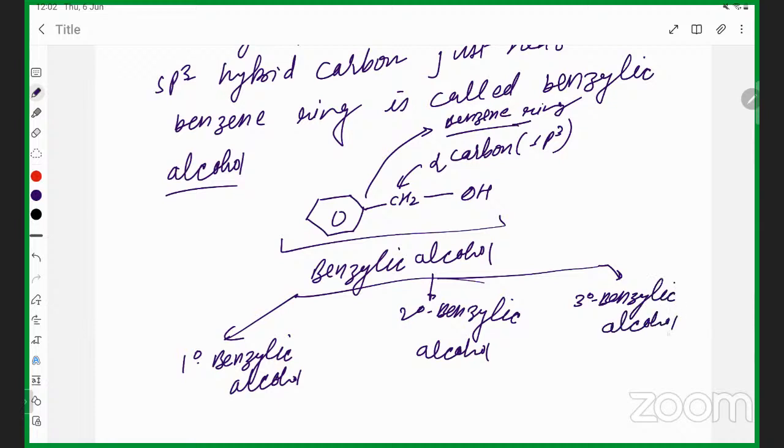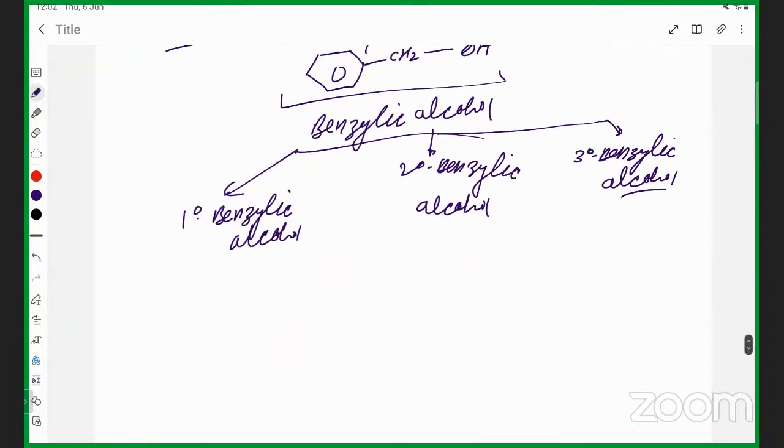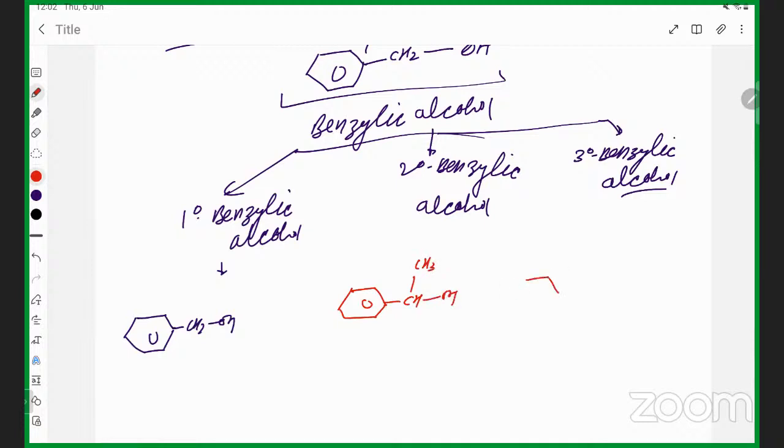Now if you talk about degree of alcohol, 1 degree, 2 degree, 3 degree depends on alpha carbon, that is, with how many carbons alpha carbon is attached. If alpha carbon is attached with one more carbon or no more carbon, that is 1 degree. Here you see, if I write the benzylic alcohol 1 degree, this is CH2OH. But here if you see the second one, so this is 1 degree, 2 degree, 3 degree. Can you understand?